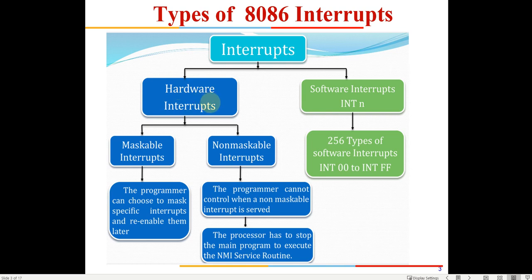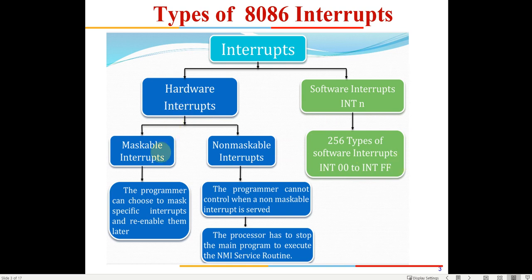Similarly, in the hardware also, one of these 256 will be triggered. The only difference is that this is triggered through a software instruction, whereas this is triggered through a hardware signal. That is the only difference, but finally one among these 256 has to be selected.